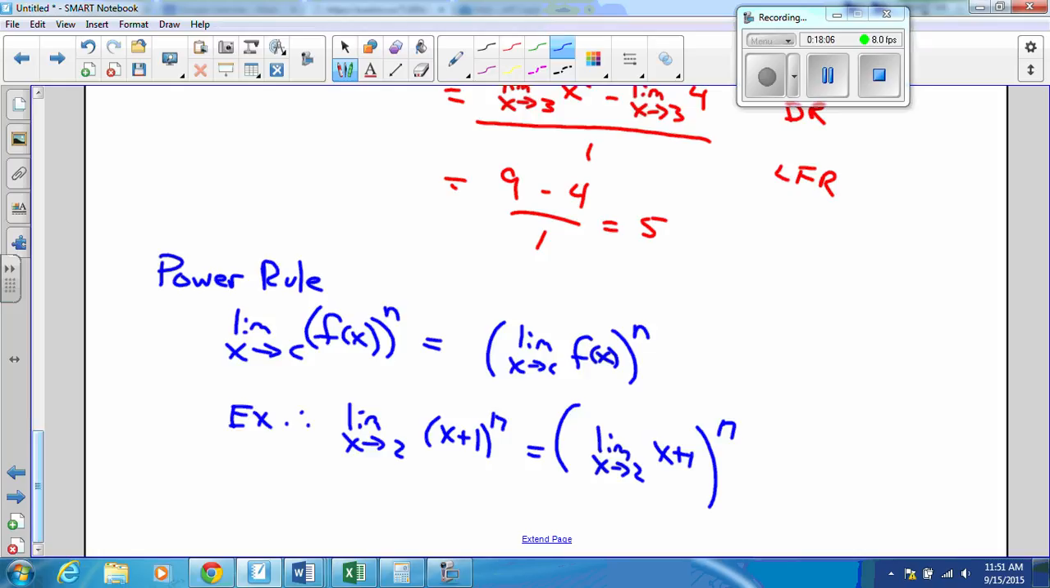And what type of function is sitting on the inside? Everybody all together, loud and proud. What type of function is sitting there on the inside? It is linear. How do you know? Because it has the form of a linear function, mx plus b. And therefore, I can immediately evaluate the limit by direct substitution. Do I want to multiply out 3 to the 17th? I do not.